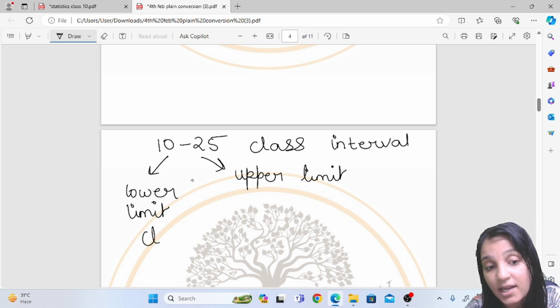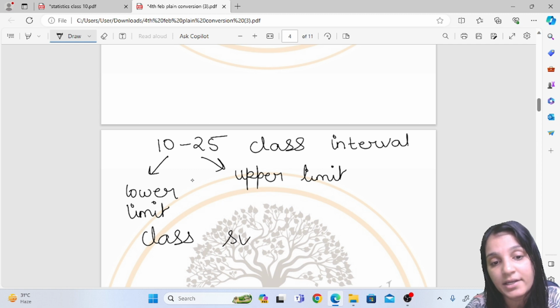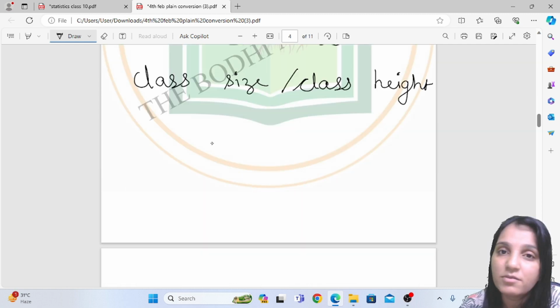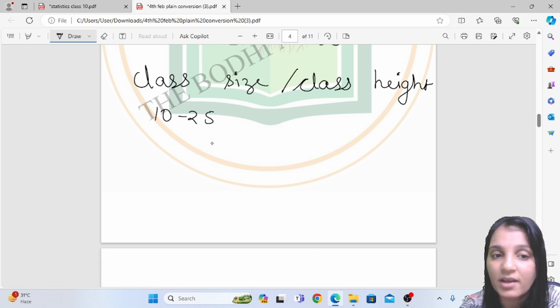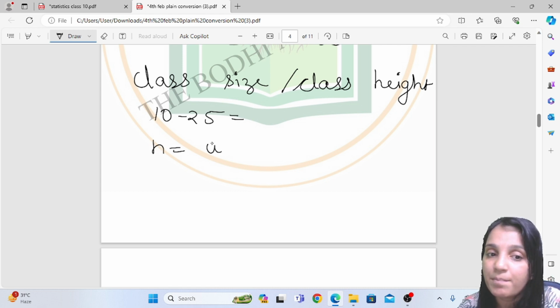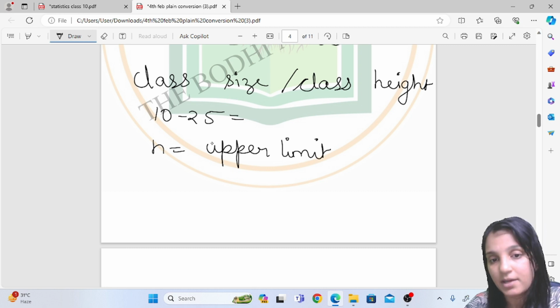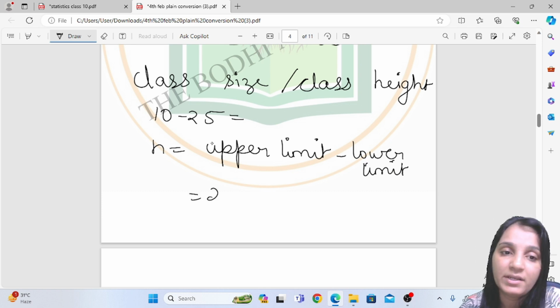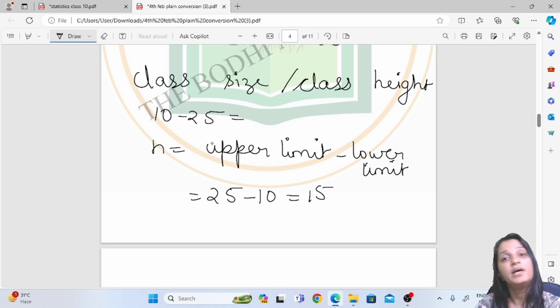And there is class size, class height. Okay, suppose you have 10 to 25. Class size h is given by upper limit minus lower limit. So upper limit is your 25 minus 10, so 15 is your class size or class height.